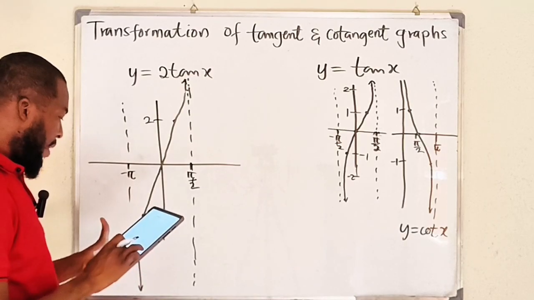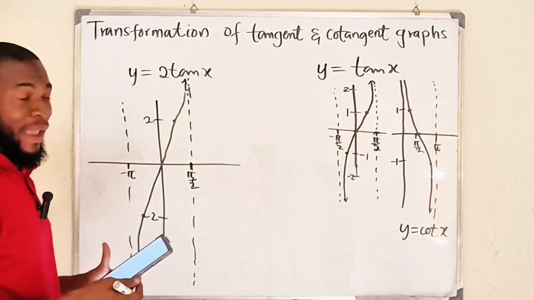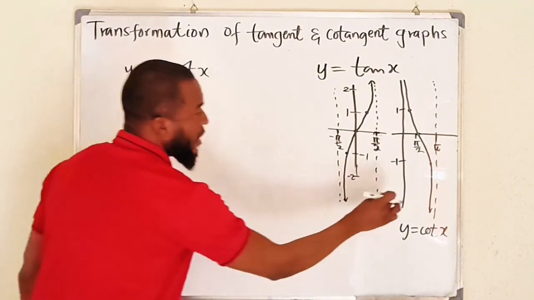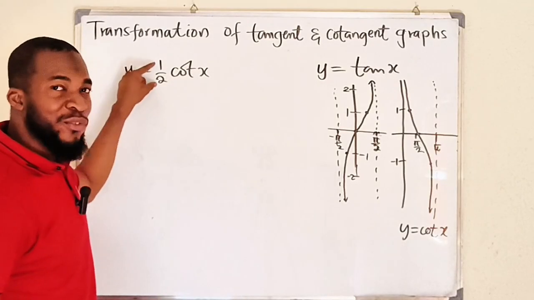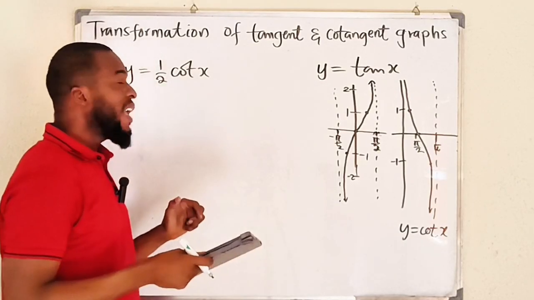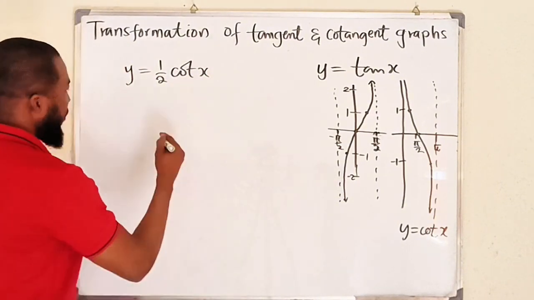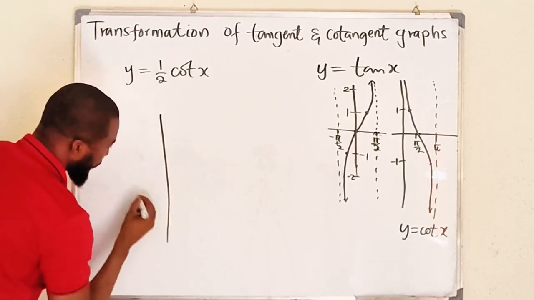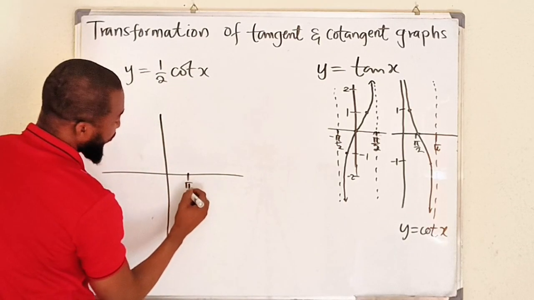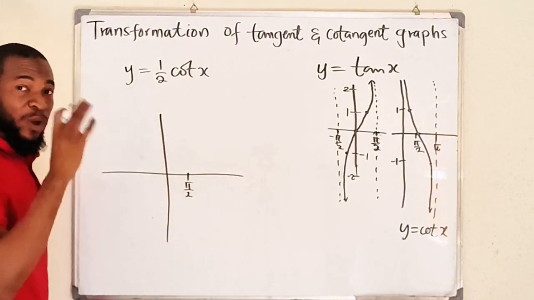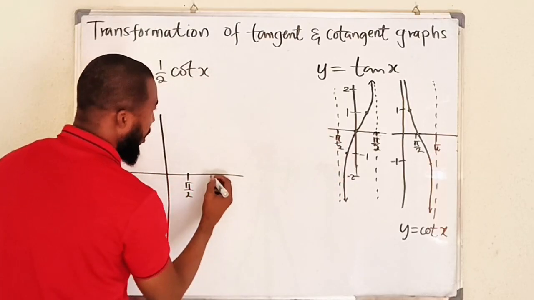The second problem here, we are asked to construct the graph of 1/2 cotangent of x. Almost similar to this one, but this one has been compressed. You see, the value is 1/2, and I told you if the absolute value of a is between 0 to 1, the graph is going to be compressed. So everything will remain the same. We have pi over 2. I'm going to restrict my graph to only one period. Remember, you can construct or repeat all other axes.